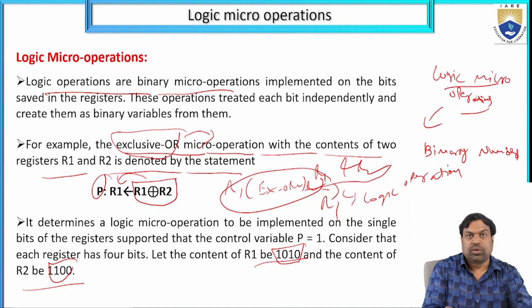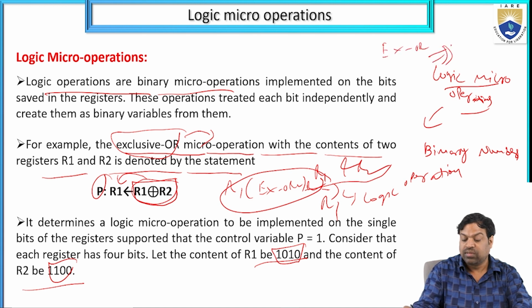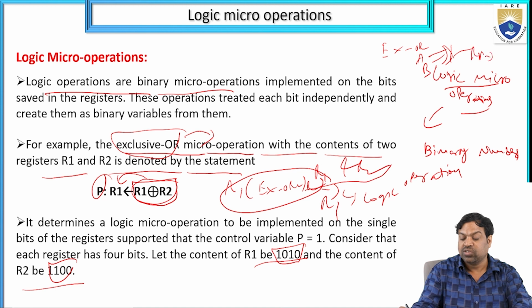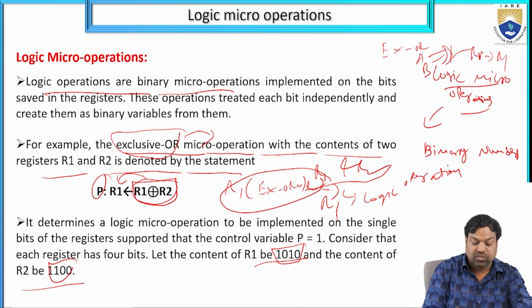The logic operations are binary operations implemented on the bits stored in the registers. These operations are treated independently of the numerical value of the binary values. For example, I'm taking the exclusive OR operation: R1 exclusive-OR R2, and the resultant value goes to R1. The XOR gate takes inputs A and B and gives the output. That result goes to R1.